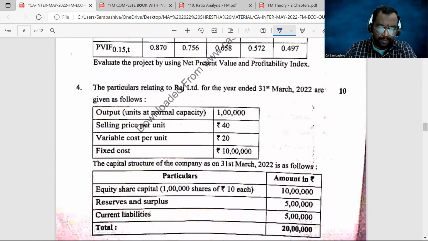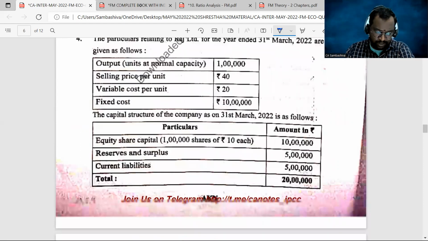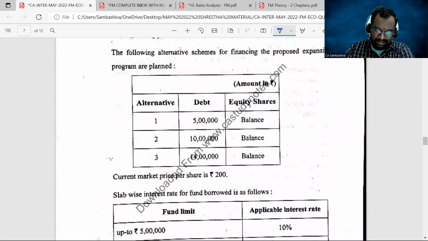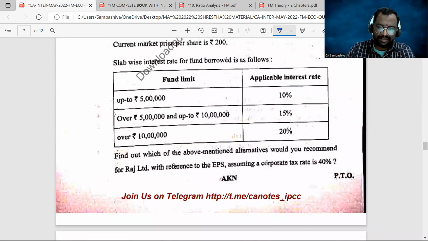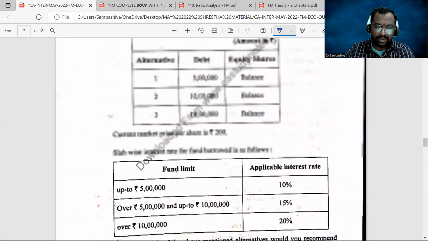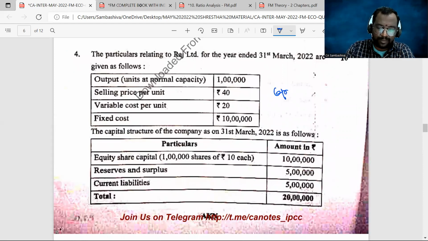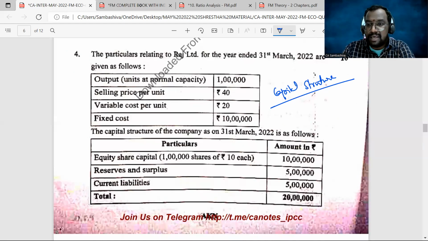Next. Problem number 4, the particulars relating to Raj Limited. This question is from the chapter capital structure. The above mentioned alternatives, what do you recommend for Raj Limited with reference to EPS, assuming a corporate tax rate of 40%? This is from the chapter capital structure. In the capital structure, the very first model we have done is EBIT-EPS analysis.